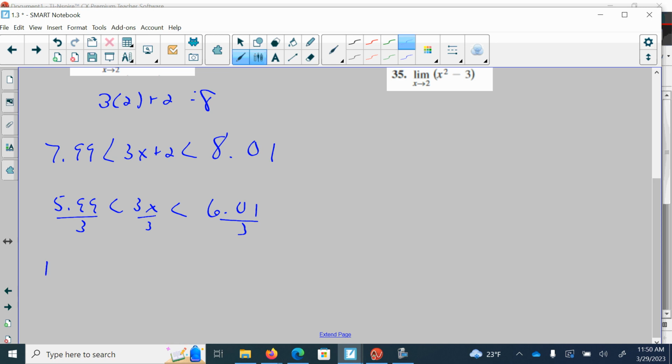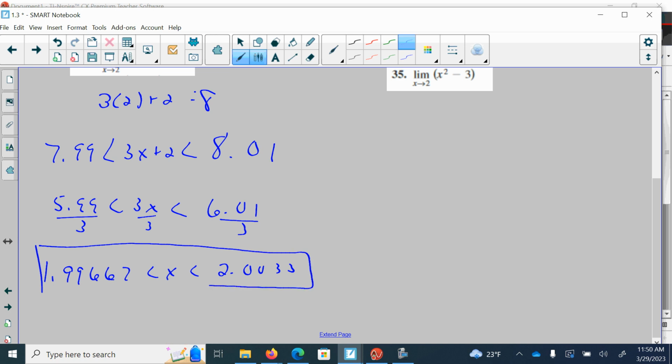I get this. I get 1.9667. I'm asking you every time: what's 5.99 divided by 3? 1.99667. And then if I divide this by 3, I get 2.0033 repeating. So this is where I'm going to stop the formal definition.